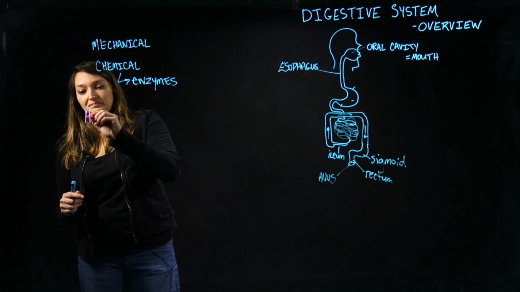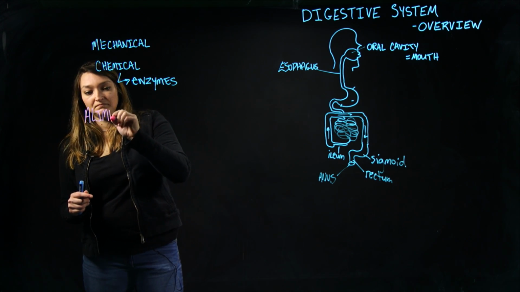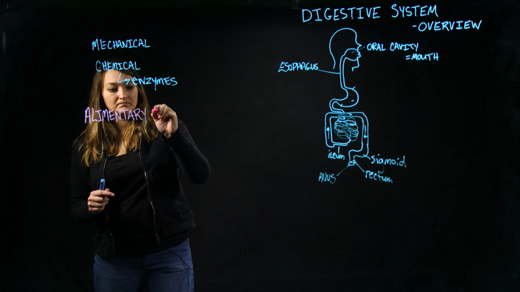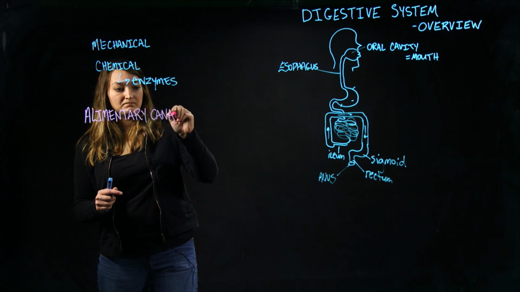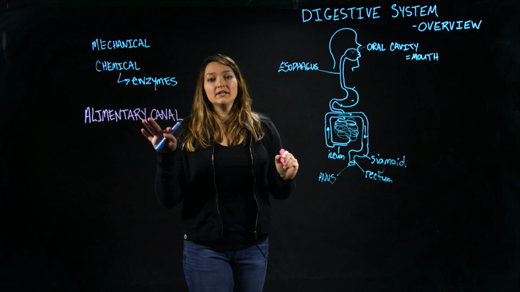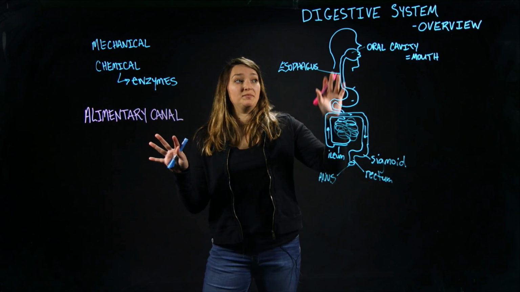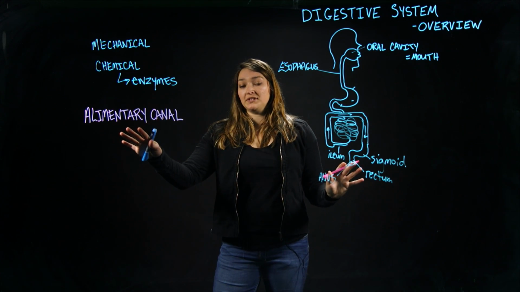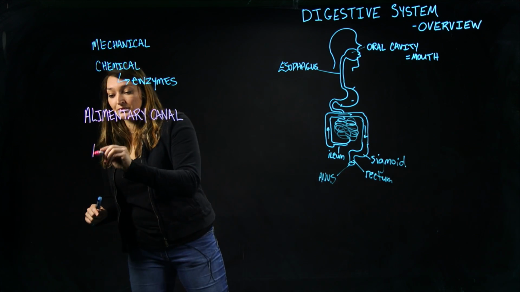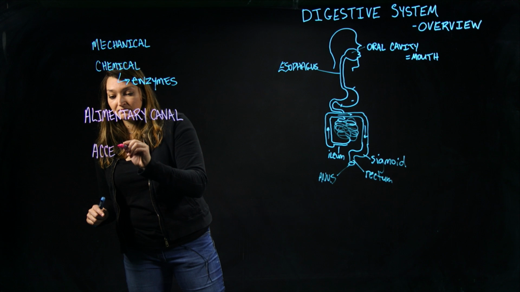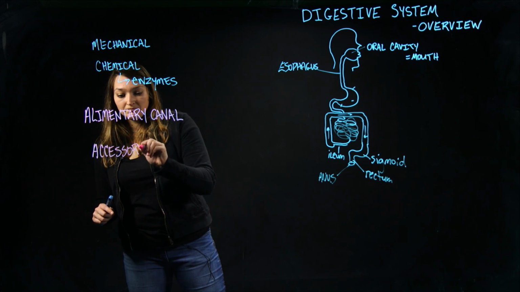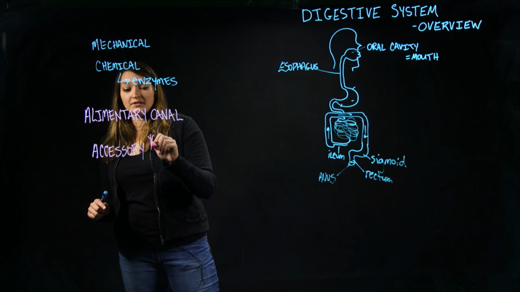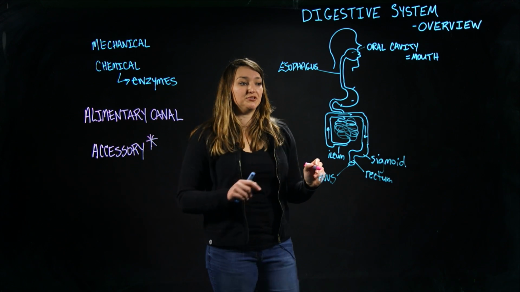Let's write that word. Okay, so the alimentary canal is the main portion of the digestive system, the continuous tube from the mouth to the anus, right? Alimentary canal. Now, there are also accessory digestive organs in addition to the main tube. So we'll indicate the accessory organs with an asterisk on our picture here.